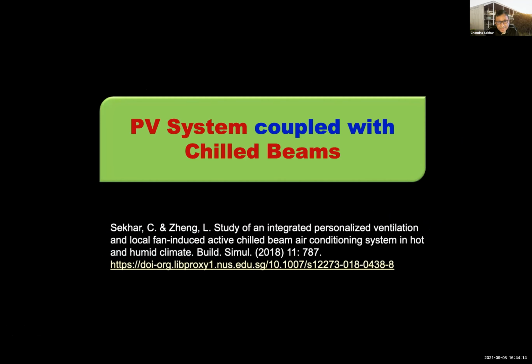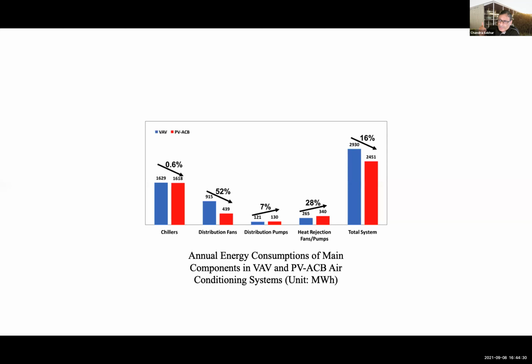Another configuration of personalized ventilation system coupled with chilled beams. Chilled beams, again, as you notice, are a water-based system, chilled water supply to the occupied zone, a heat exchanger or the beam that is maintained there at individual zones. So we said, what happens if we use the personalized air, the outdoor air, to operate the chilled beam? And we find that we could actually get a total energy savings of about 16%.